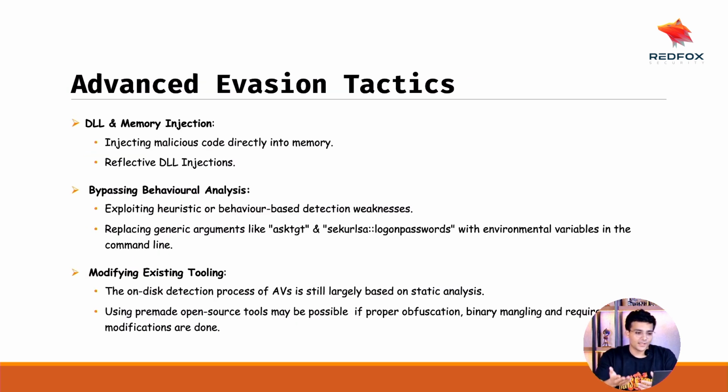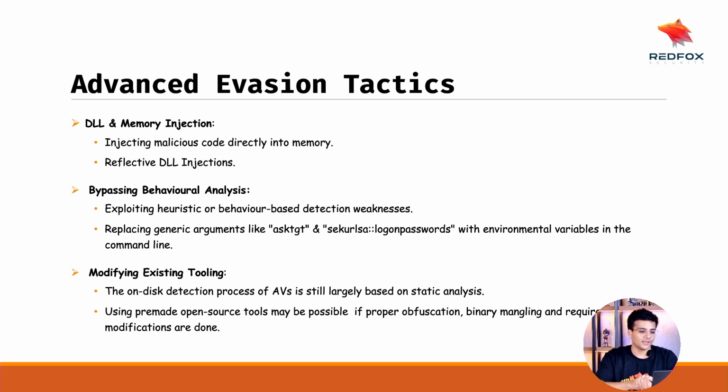Some advanced evasion tactics are DLL and memory injections. These have also become pretty signatured, but once you get through AMSI and you're able to unhook DLLs and do stuff like that, after that, this is one of the best ways you can execute something.